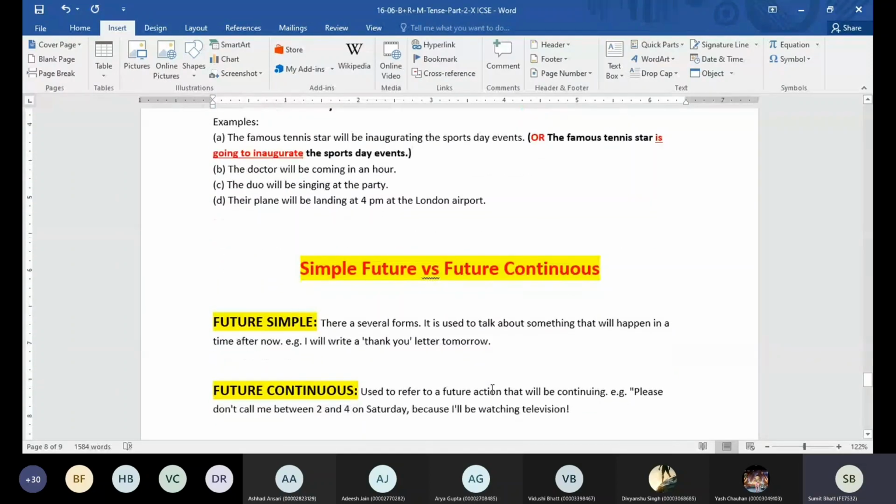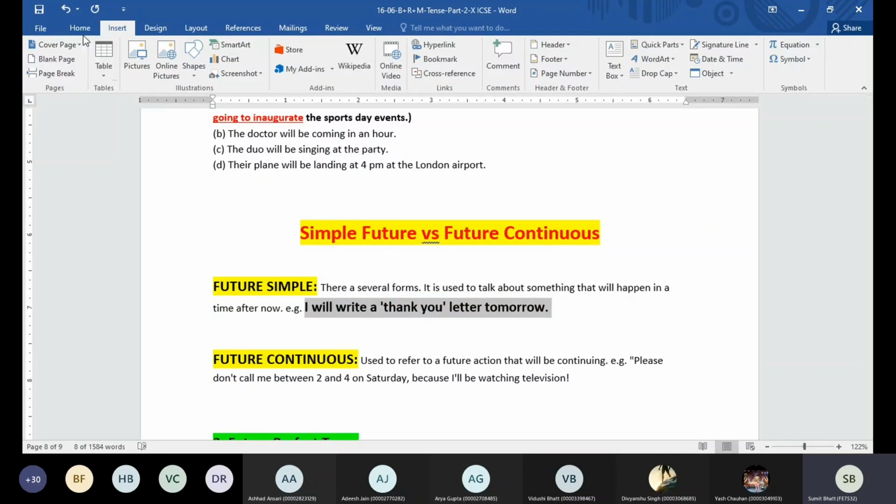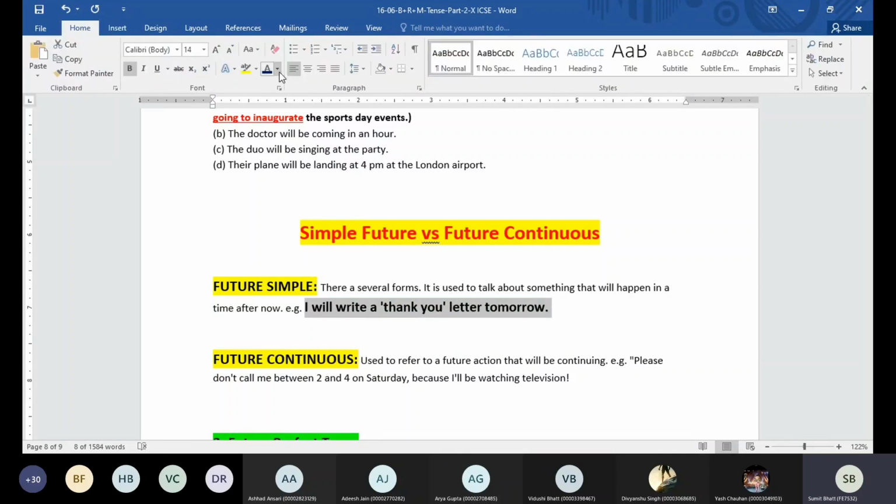Okay, now how would you say when to use simple future tense and when to use future continuous, guys? So future simple, or simple future, is used to talk about something that will happen in time after now. Anything which will happen in the future. Like I can say, I will write a thank you letter tomorrow. So this is going to happen in the future I'm referring to. As a matter of fact, I have decided this is going to happen in the future. It's not something I'm talking about that will be going on in the future.